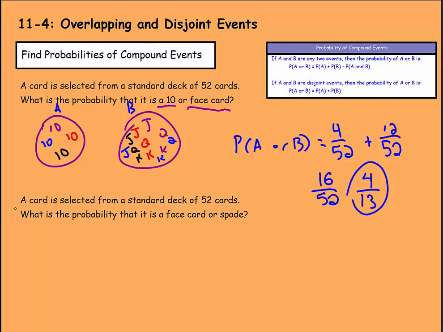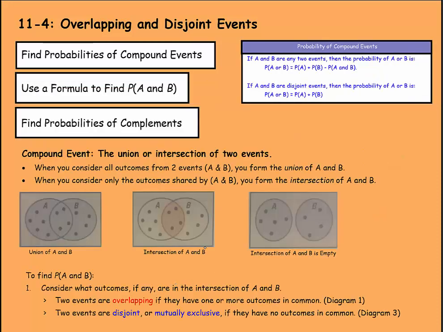Now let's look at this one. A card is selected from a standard deck of 52 cards. What is the probability that it is a face card or a spade? Now let's follow our directions. Let's find out if there's anything in the intersection.